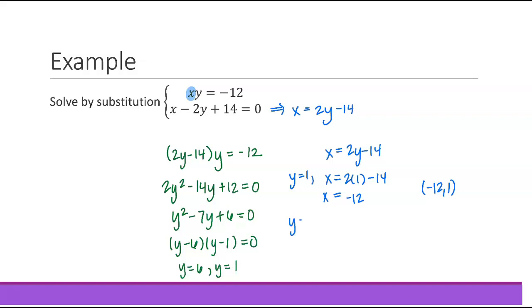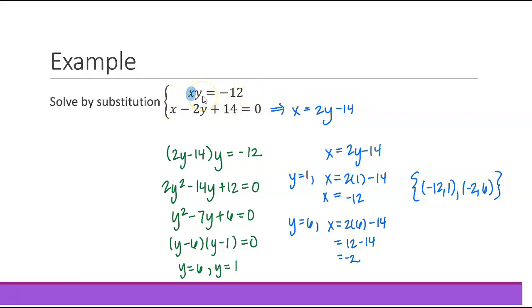And then we plug in y equals 6 and get x equals 2 times 6 minus 14. So that's 12 minus 14, or negative 2. Remember, this is an x value that has to go first. So negative 2, 6 is my second coordinate point. These are my solutions to my system of equations.